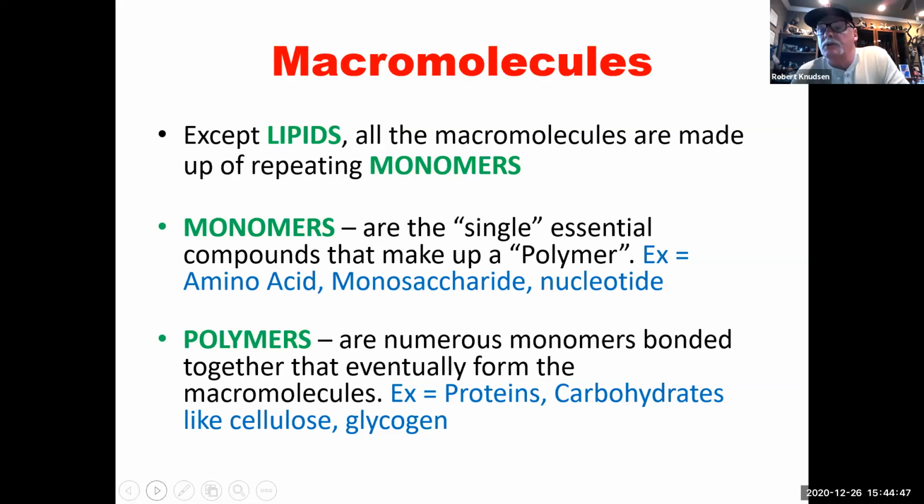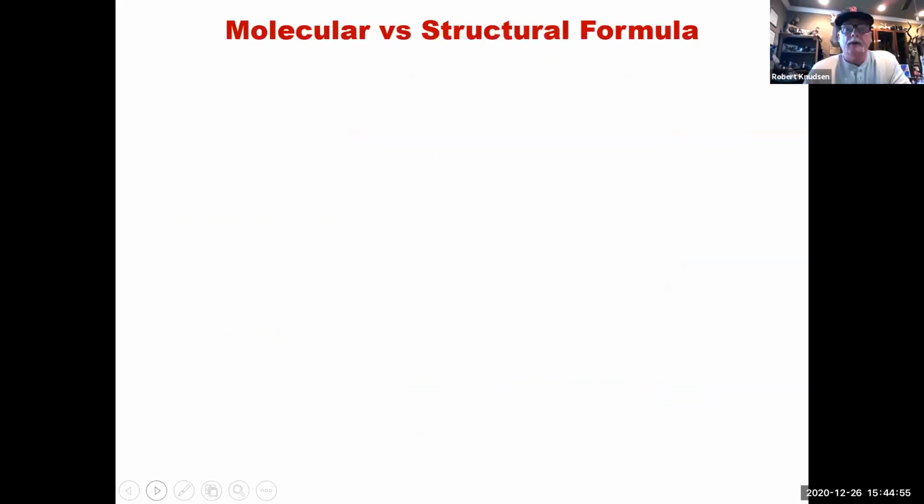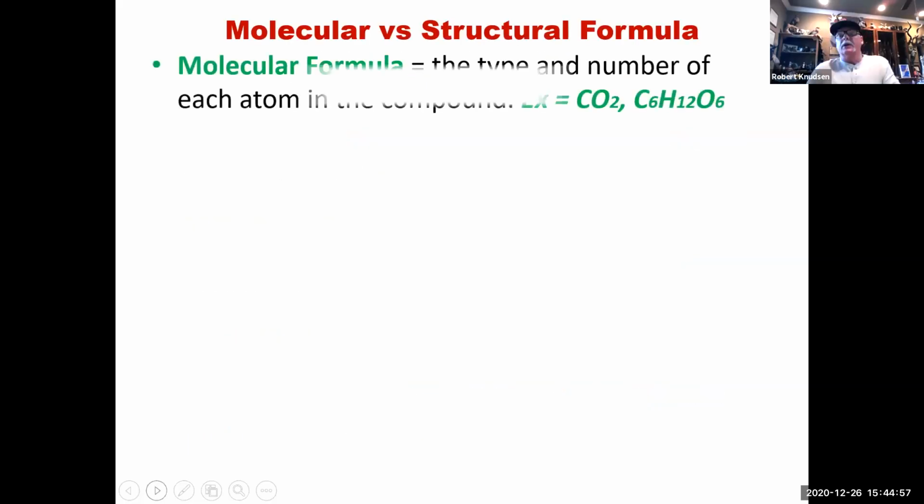Well, how do you store glucose? We store it as glycogen. We cannot store it as cellulose. You understand? Okay, now we're going to do molecular formula. Remember I said the molecular formula is how many atoms of that thing we have, like carbon dioxide, CO2. Hang on just a minute.